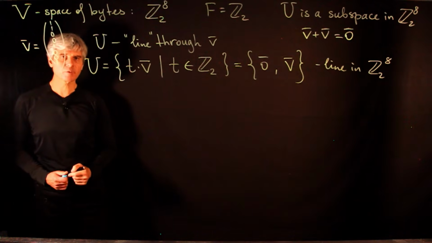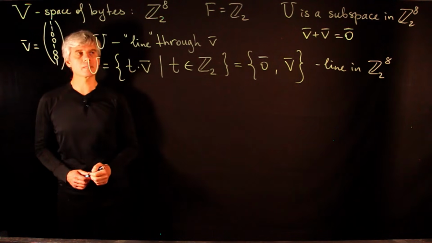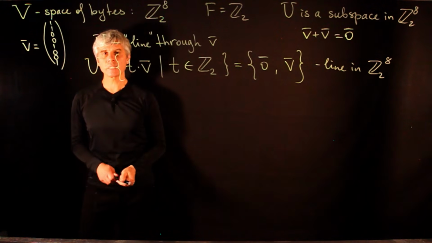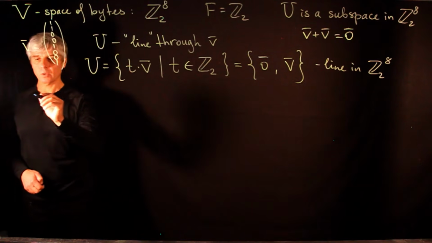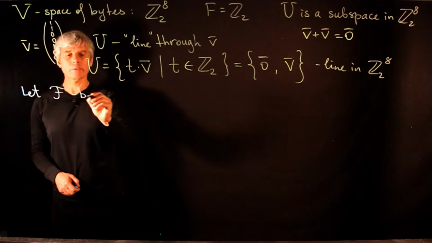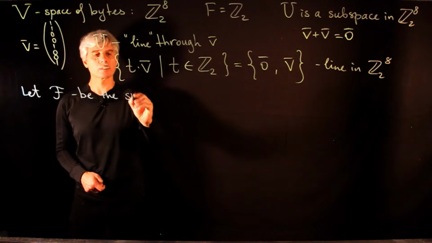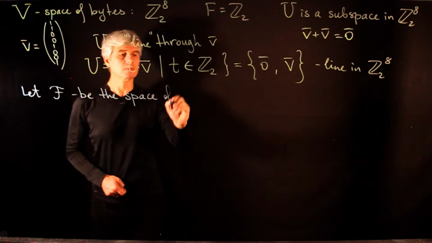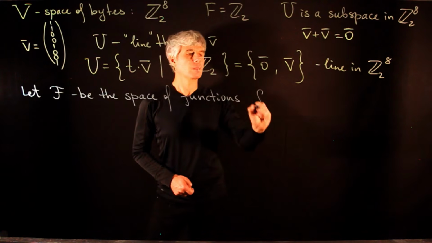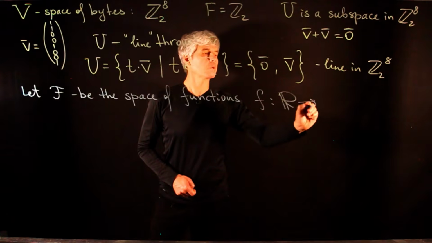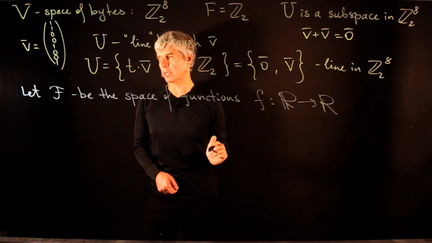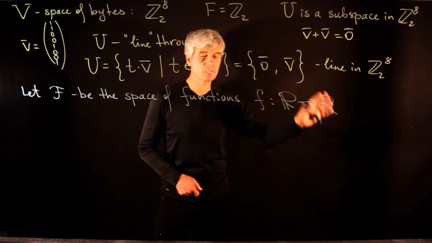In our next couple of examples, we'll go to the other extreme. Instead of considering very small vector spaces, let's consider very big ones. So let F be the space of functions from real numbers to real numbers. So these are real valued functions with a real argument. And we take all such possible functions.